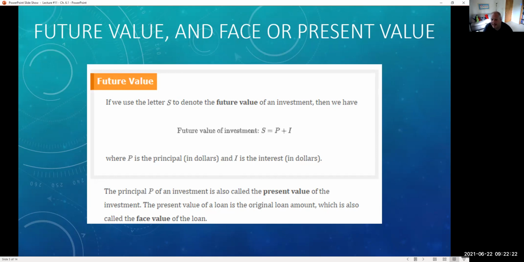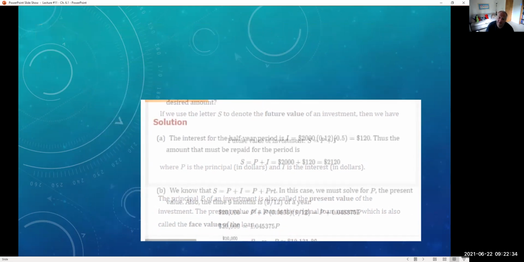So I can rewrite this to be S equals P plus PRT, and that's another version of the future value formula where the variable I is replaced with the formula that represents I, which is PRT, and you'll see that in a little bit too.